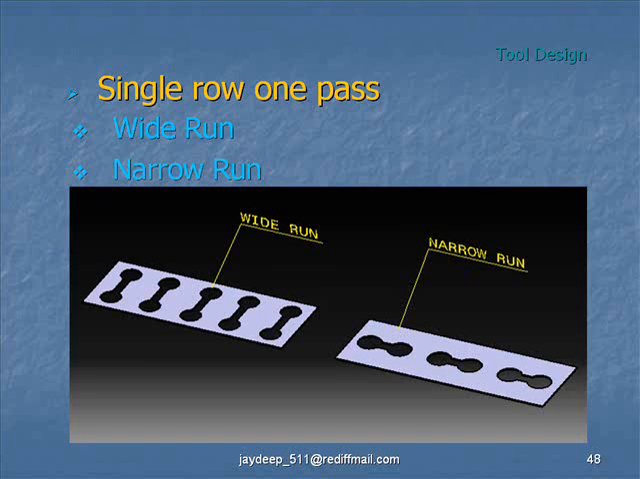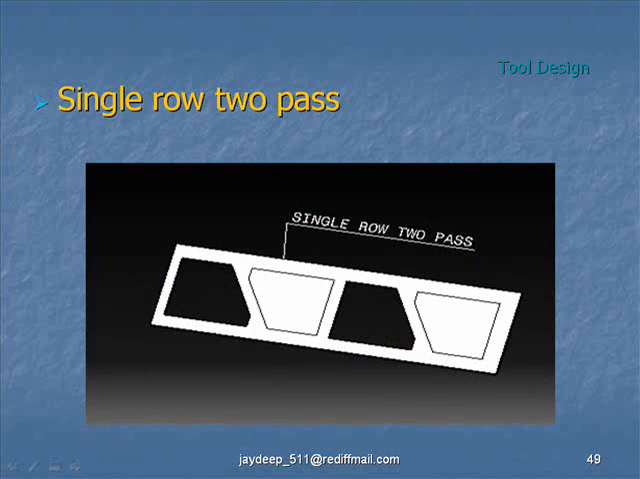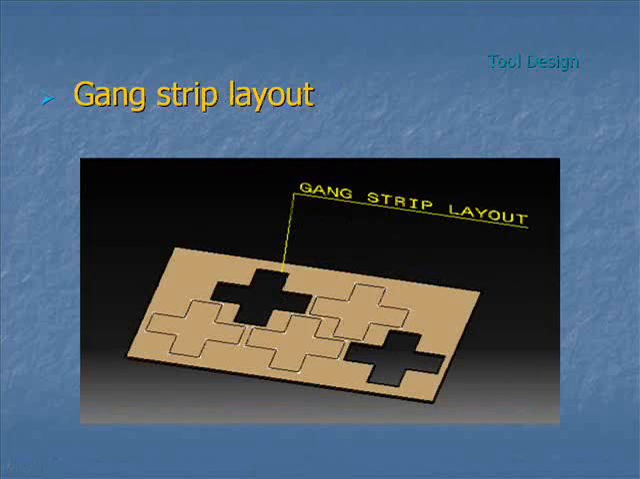Single row 1 pass: wide run, narrow run. Single row 2 pass. Gang strip layout.